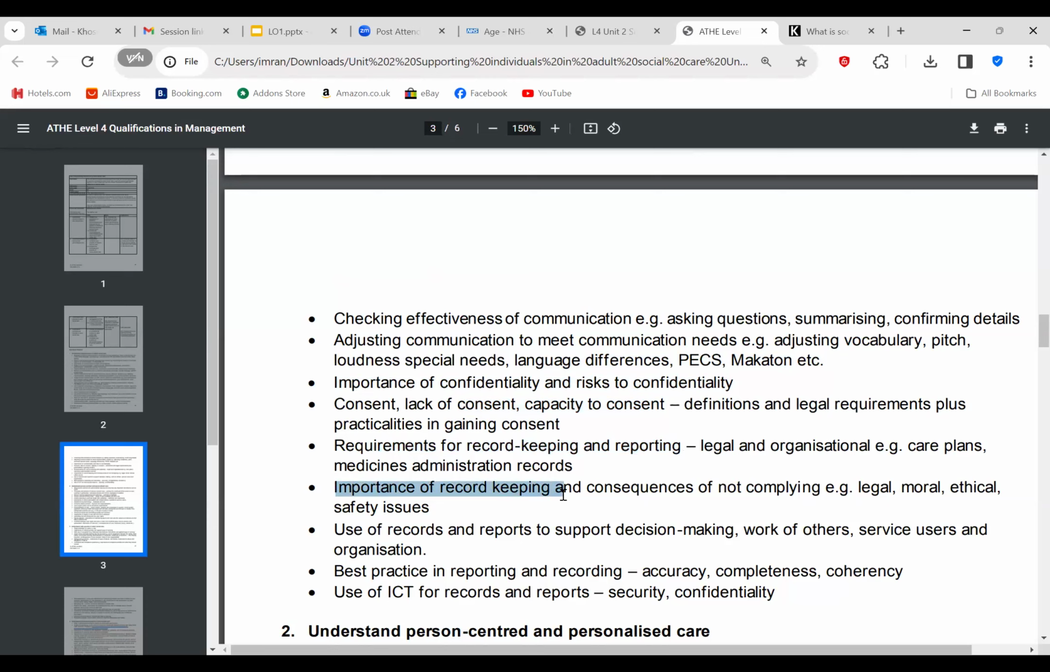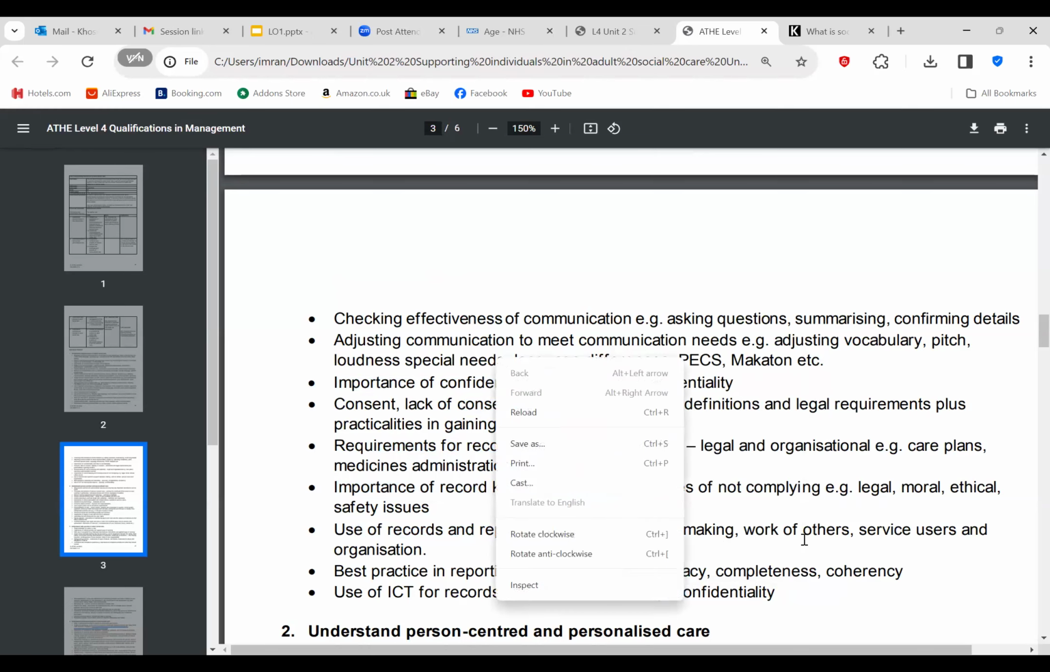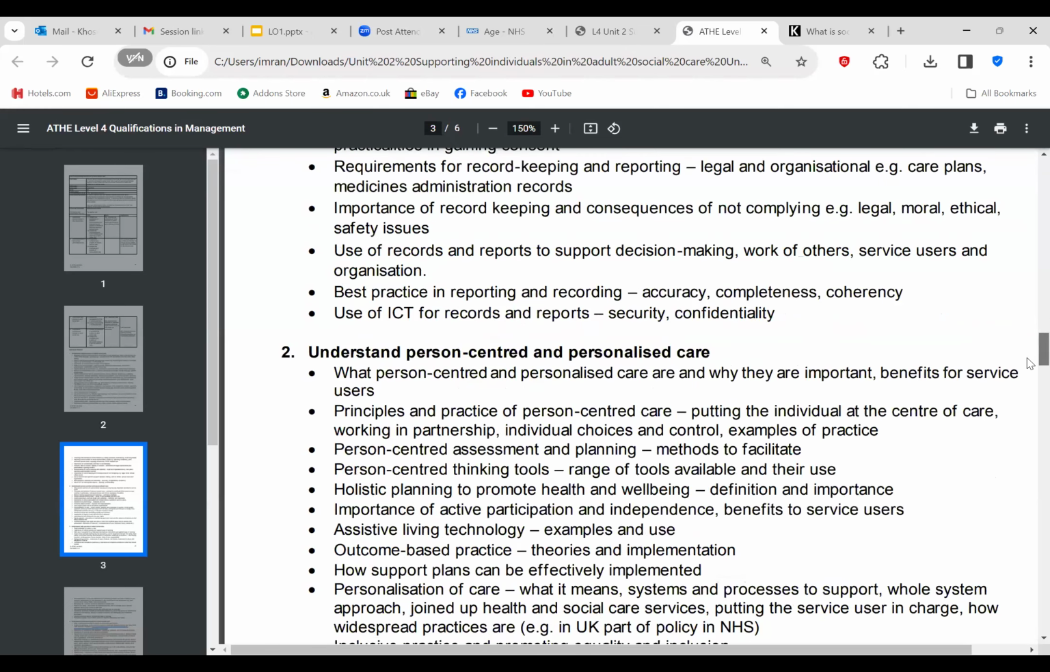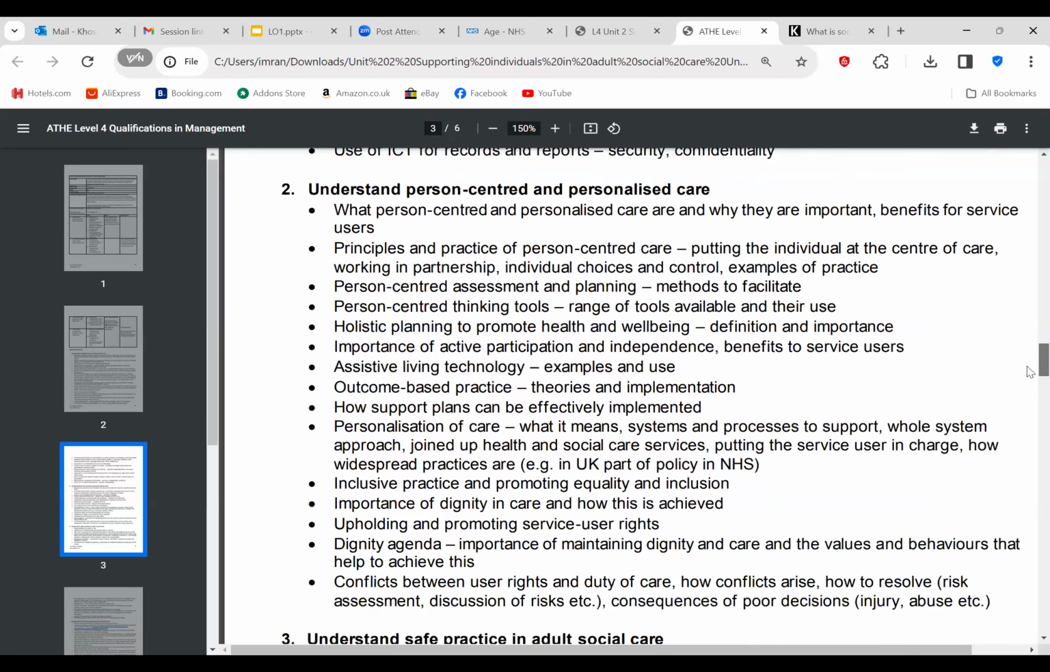Importance of record keeping and what the consequences are when you don't comply with them. Use of records and reports to support decision making. Best practices and use of technology for records and reports. And then we talk about understanding what personalized care is. You can have a look at all of this because it is on Moodle.